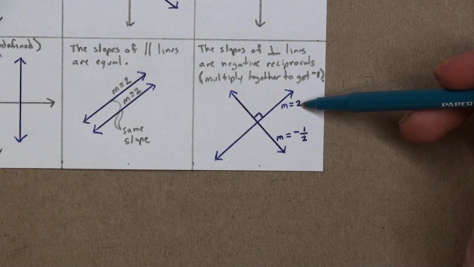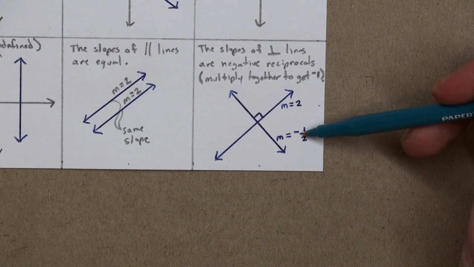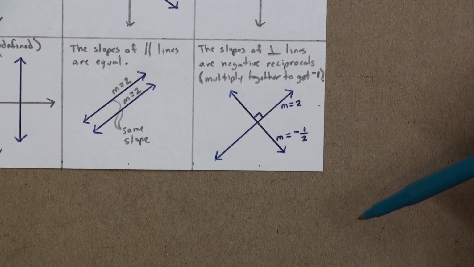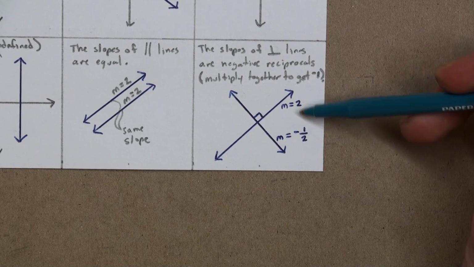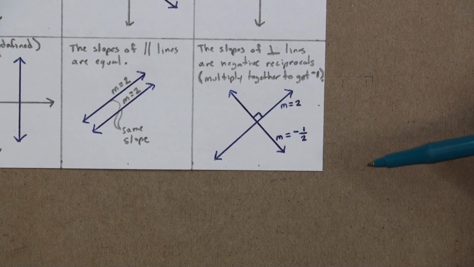If I take 2 and I change its sign and I flip it, if I make this a fraction 2/1 and I flip that, I would get 1/2. And if I change the sign from positive, it would become negative. So that's what negative reciprocals means. And if you multiply together negative reciprocals, you get -1. All right?